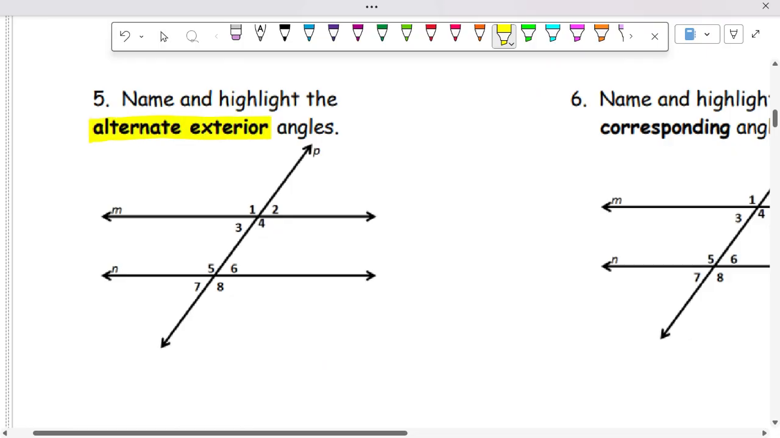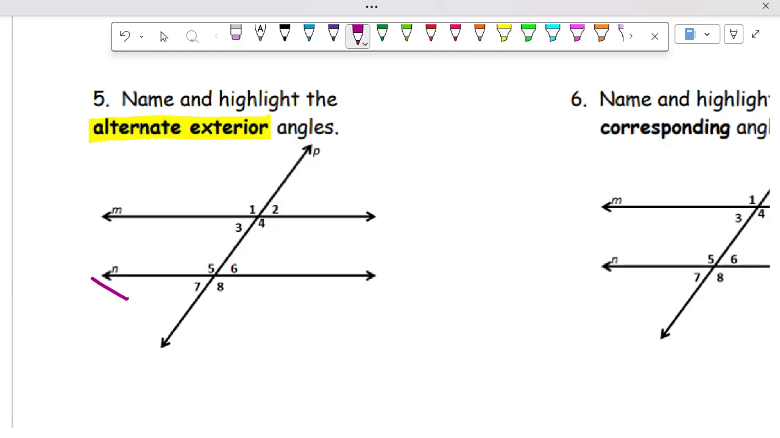So, first off, which angles am I exclusively playing with if I'm talking about the exterior angles? 1, 2, 7, and 8. Now, so we're dealing with these angles here. That's the exterior.